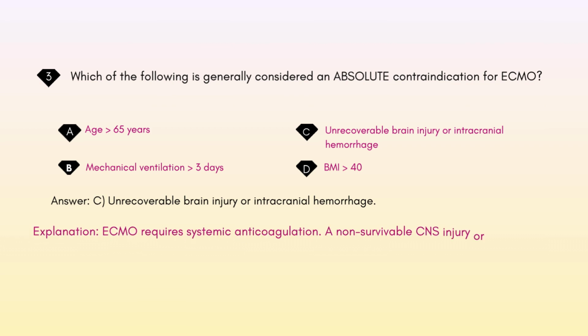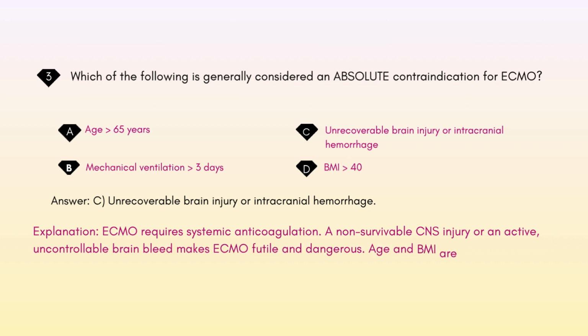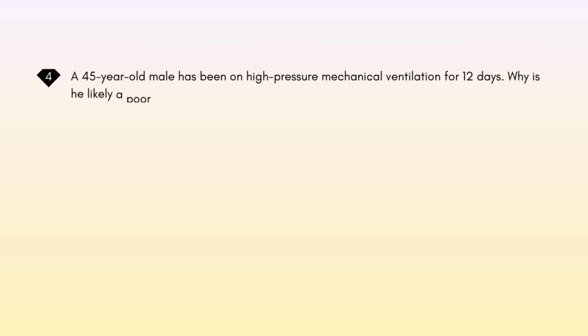Explanation: ECMO requires systemic anticoagulation. A non-survivable CNS injury or an active, uncontrollable brain bleed makes ECMO futile and dangerous. Age and BMI are usually relative contraindications. A 45-year-old male has been on high-pressure mechanical ventilation for 12 days. Why is he likely a poor candidate for VV ECMO?